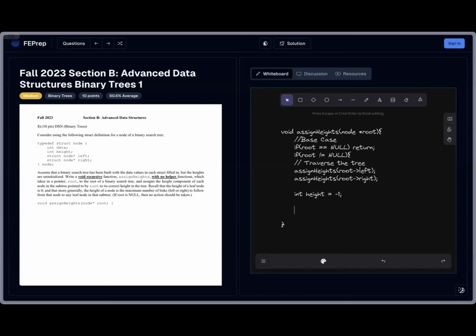All right, perfect. So we could do this check right here. If root left does not equal null, we can assign the height to that. So we could assign the height for the left side of the tree, right? Do the same thing for the right.